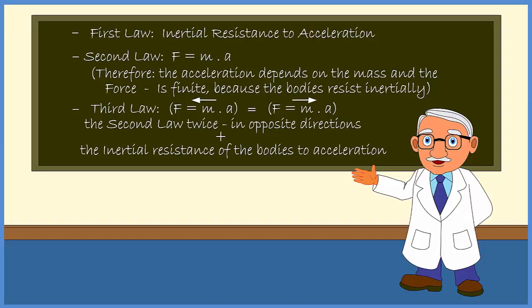And this relation is maintained, due to the property of the mass of the bodies, to resist acceleration, when subjected to a force. The resulting acceleration is finite, because of the inertial resistance of the bodies, that preserves its mathematical relation with the mass and the applied force. Finally, the third law means that the acceleration process requires two connected bodies, subjected to a pair of equal and opposite forces, which implies Newton's second law twice, in opposite directions, plus the property of inertial resistance of the bodies to acceleration, implied by Newton's first law.